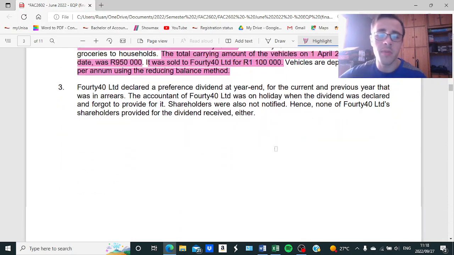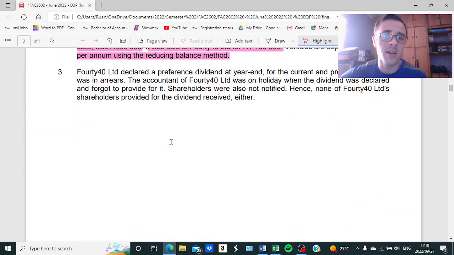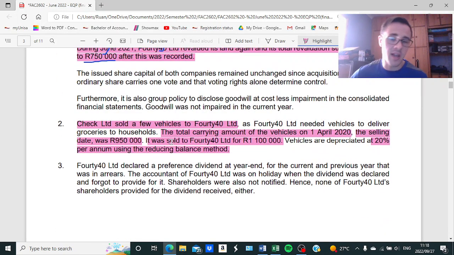Now remember that your journal entry right here does not require you to eliminate the unrealized profit. We know that we need to eliminate the unrealized profit, but we will not show that journal entry as part of number B. They only ask us to eliminate the unrealized depreciation. But for the purposes of explaining the journal entry to you, I will include the elimination of the unrealized profit as well. First we need to look at the date of sale, because that will affect what account is debited in order to eliminate the unrealized profit.